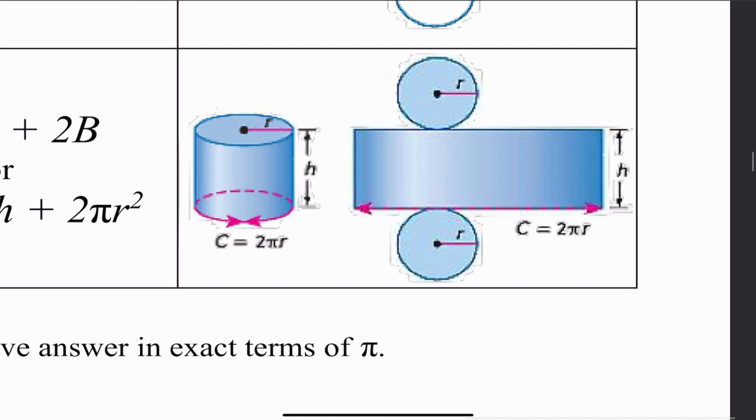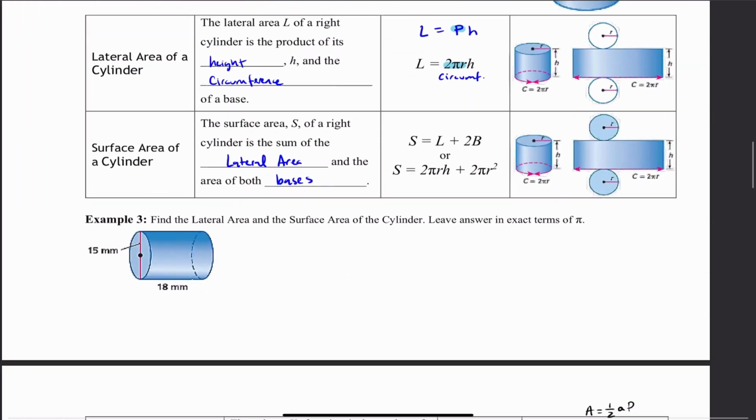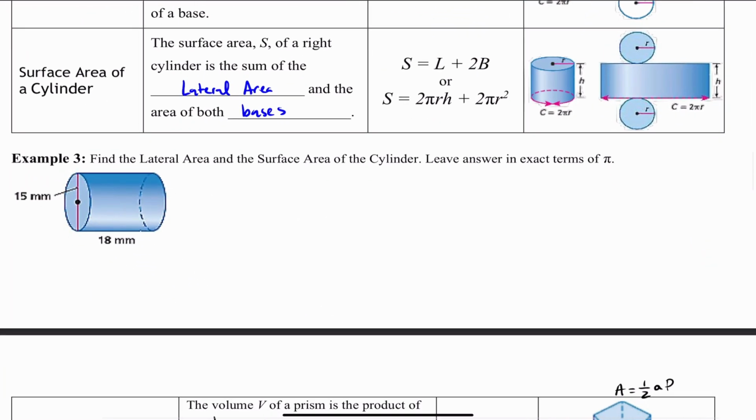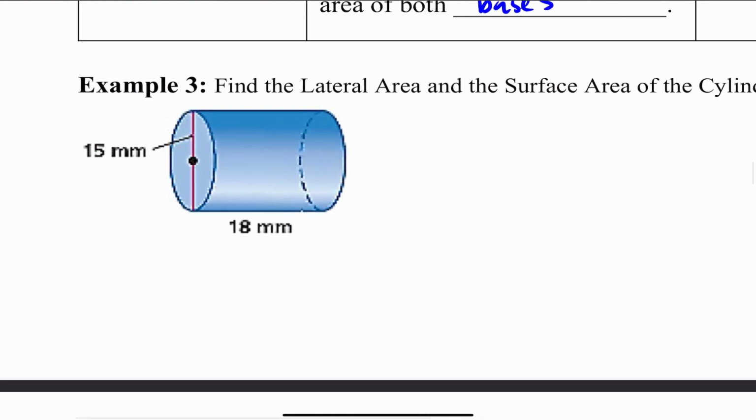So you're going to find the area of this plus that. Okay, so let's take a look at example 3. It says find the lateral area and the surface area of the cylinder. Leave your answer in exact terms of pi. So what's the base of the prism or the cylinder? Well, the base is a circle.